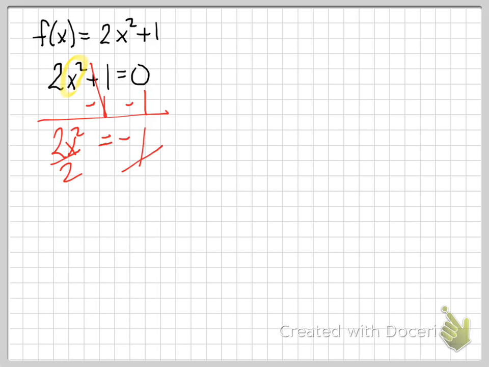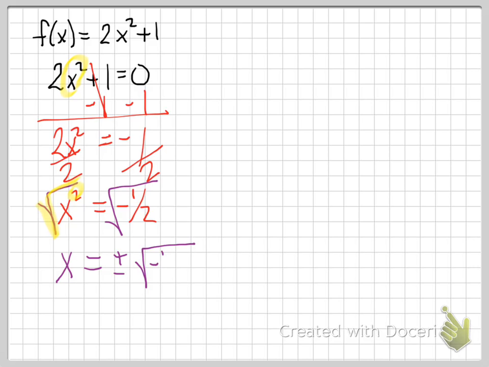Divide by 2 to isolate the squared, isolate the exponent, so that then you can use the square root. So I can take the square root of both sides. Remember that the square root and squared cancel each other out, and I get x on the left, and I get a positive and a negative square root of negative 1/2. Well, there's no way that you can have a negative inside the radical. You can try that on your calculator and it'll tell you error. And so this one is a no solution.